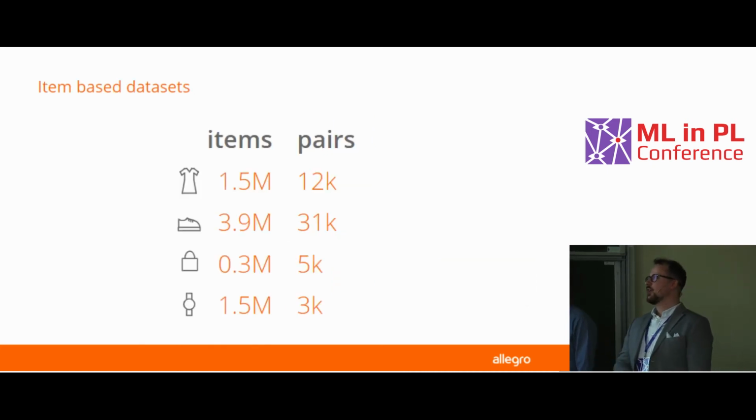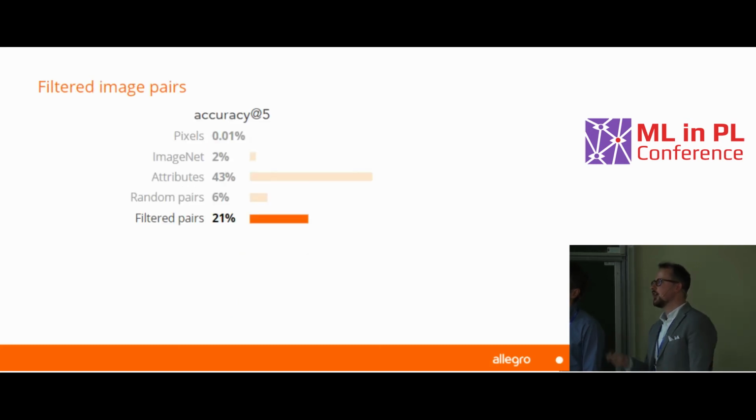This way, however, we get a much smaller data set. From starting 1.5 million items, we get only 12,000 pairs after filtering and matching, so that's way worse. But fortunately, here size doesn't matter, and we get a much better result. We get 21% on filtered pairs compared to the 6% that we had previously. Okay, but it's still worse than 33% on attributes.